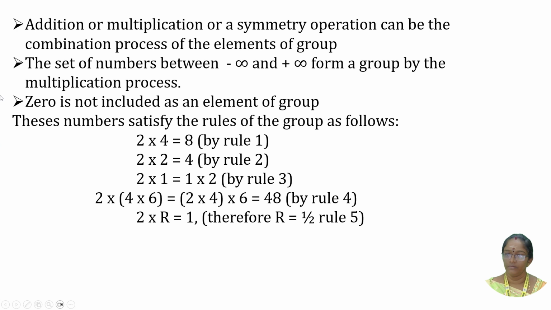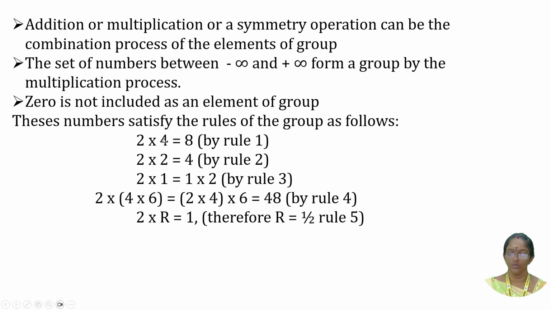And then we know that addition or multiplication or a symmetry operation can be the combination process of elements of a particular group. In this, the set of numbers between minus infinity and plus infinity form a group by the multiplication process. 0 is not included as an element of the group for the multiplication process, which leads to the formation of a group. Here we have given the example.